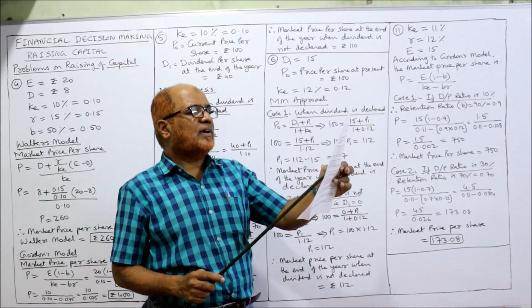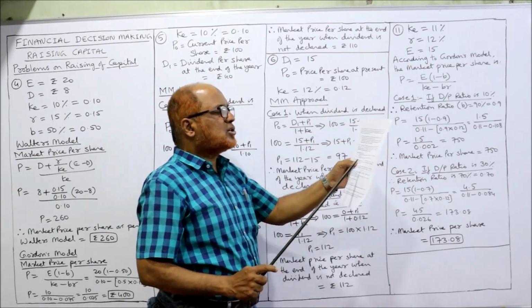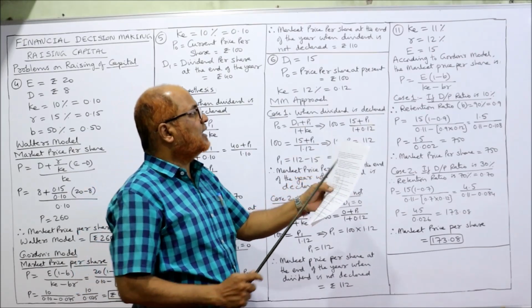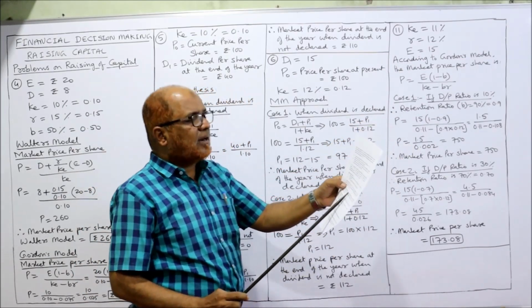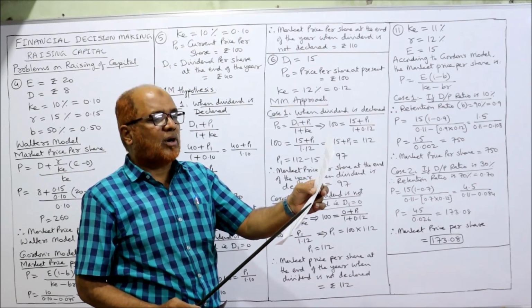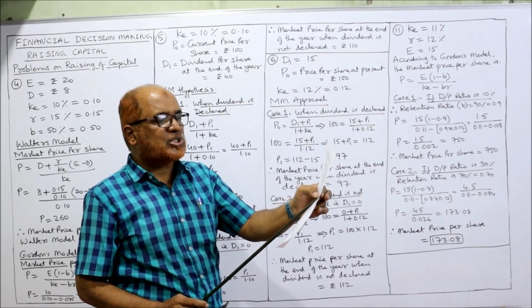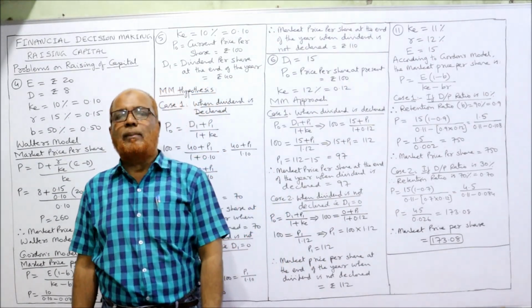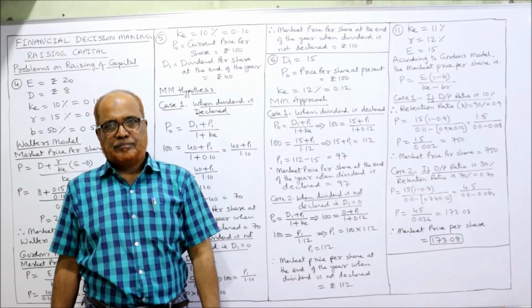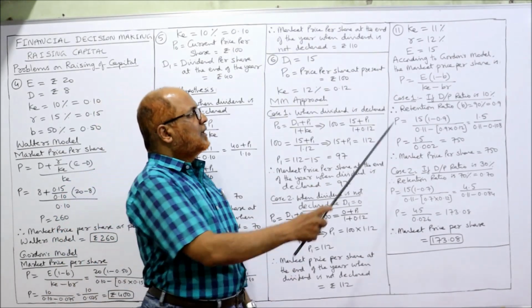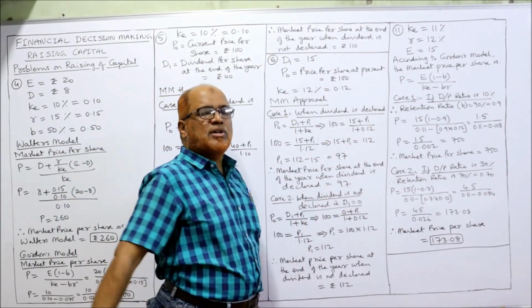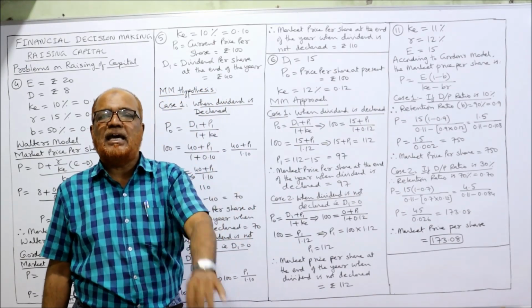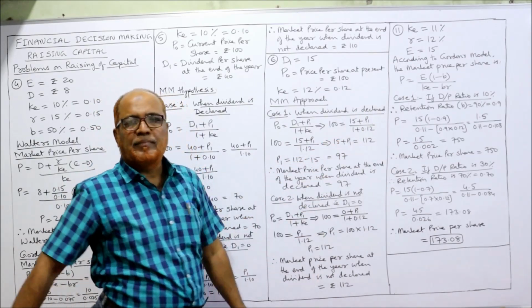So assuming cost of equity is 11% and rate of return on investment 12%, then earnings per share E is equal to 15. Calculate price per share by Gordon's model if dividend payout ratio is 10% and 30%. In this problem, it is asking you to apply Gordon's model, and already we know Gordon's model. According to Gordon's model, the market price per share P is equal to E into 1 minus B divided by Ke minus BR. Right?